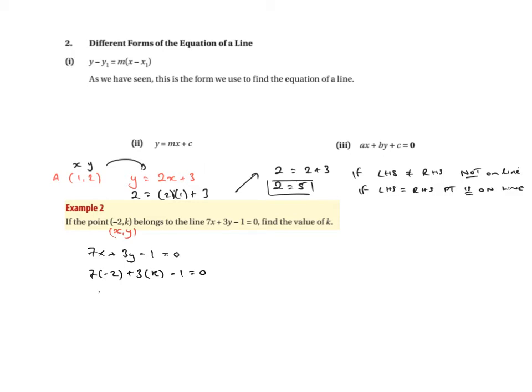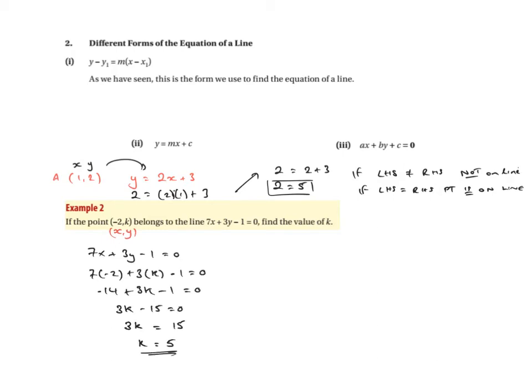7 times minus 2 is minus 14, plus 3k, minus 1 is equal to 0. That means we have 3k minus 15 is equal to 0, because minus 14 minus 1 is minus 15. We take that 15 across to the other side, so we do the opposite. So 3k is now equal to positive 15. Solving 3k is equal to 15, we divide both sides by 3 and we get k is equal to 5.